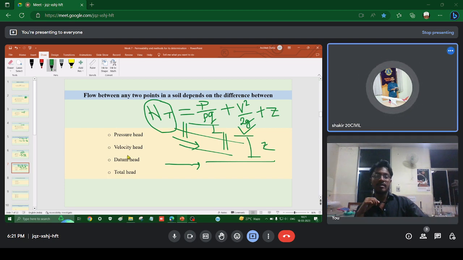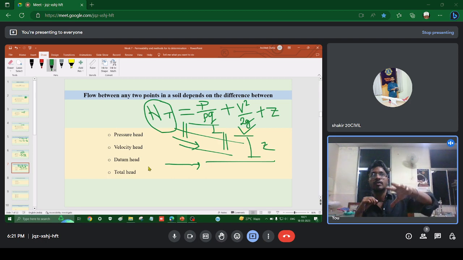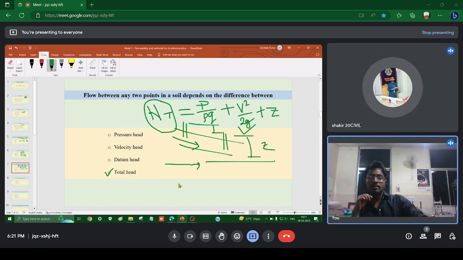Since this is a very basic question, you would apply Bernoulli's equation for flow in pipes and all those things in fluid mechanics. But if you apply soil mechanics, then the answer is total head. So the flow between two points in a soil depends on the difference between the total head. Next question.